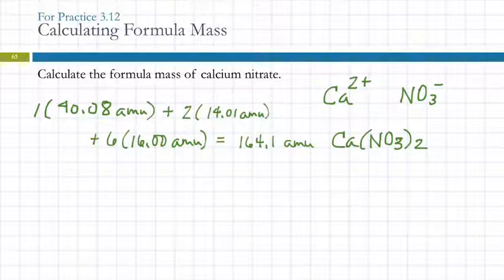Does calcium nitrate have molecules? What kind of a compound is it? It's ionic, right? Ionic compounds don't have molecules. They have formula units.